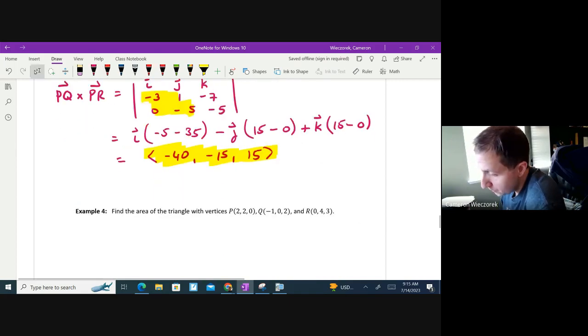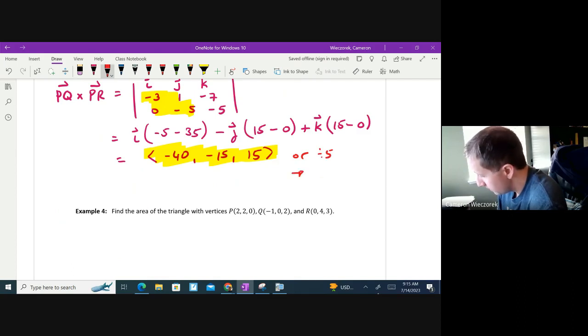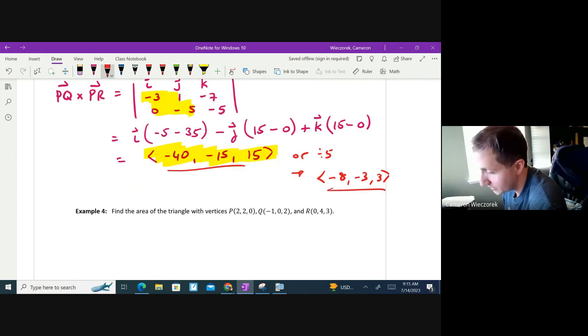So I could scale this by whatever I want. So I could even, let's say I wanted to divide each of those entries by 5. If I divide by 5, then I get -8, -3, 3. Still going to be perpendicular to both of those original vectors. Still going to be perpendicular to that plane. So that's just two examples.